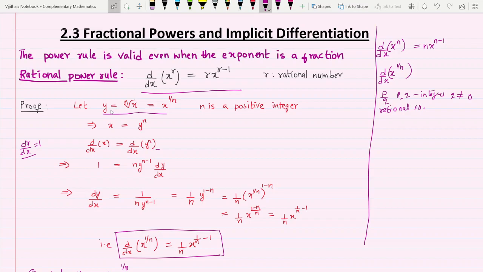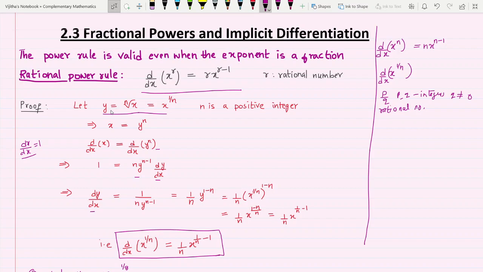Here we have to use the power rule. So the derivative of y raised to n is n y raised to n minus 1 into the derivative of y with respect to x, that is dy by dx. From this we will find dy by dx. So dy by dx is 1 by n times y raised to n minus 1, which is equal to, this power can be taken in the numerator, 1 by n y raised to minus of n minus 1. So it becomes y raised to 1 minus n, times 1 by n.